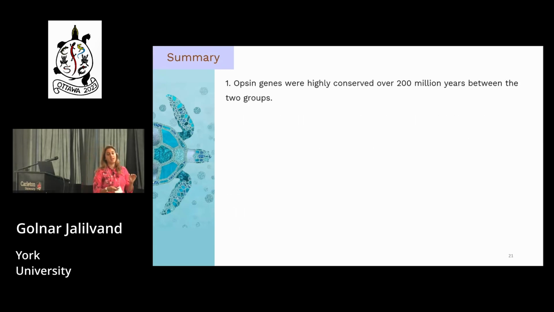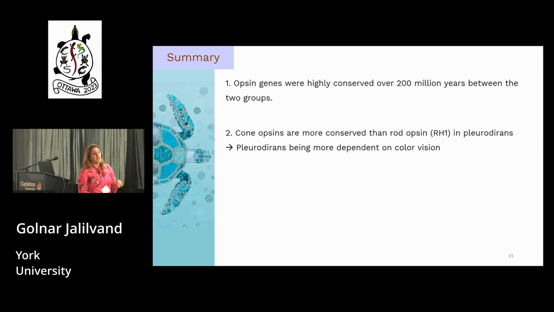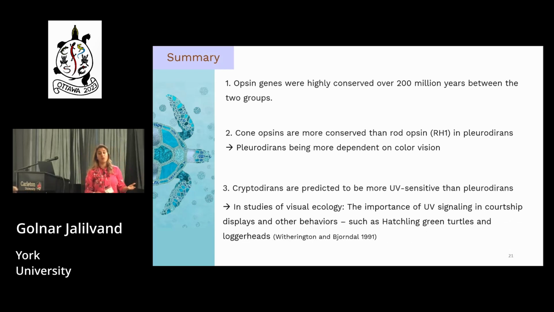In summary, we can say that opsin genes were highly conserved over these 200 million years between these two lineages. There were differences, but not very much. And because cone opsins are more conserved than rhodopsins in Pleurodirans, maybe we can say Pleurodirans are more dependent on color vision, while Cryptodirans are predicted to be more UV sensitive, which in some studies of visual ecology showed the importance of UV signaling in courtship displays and other behaviors such as nesting and hatchling.